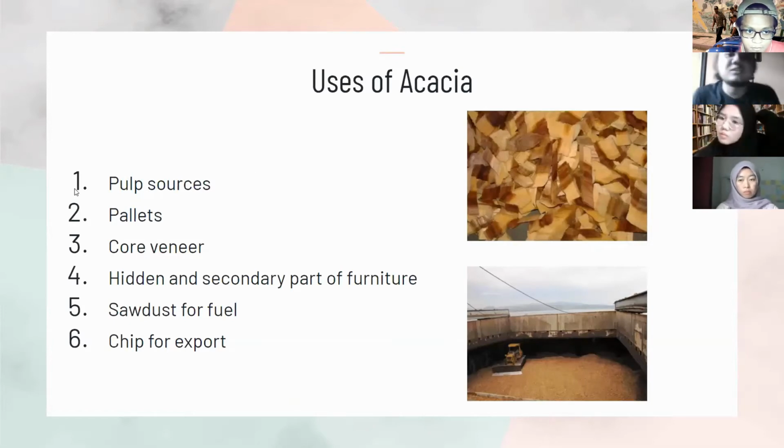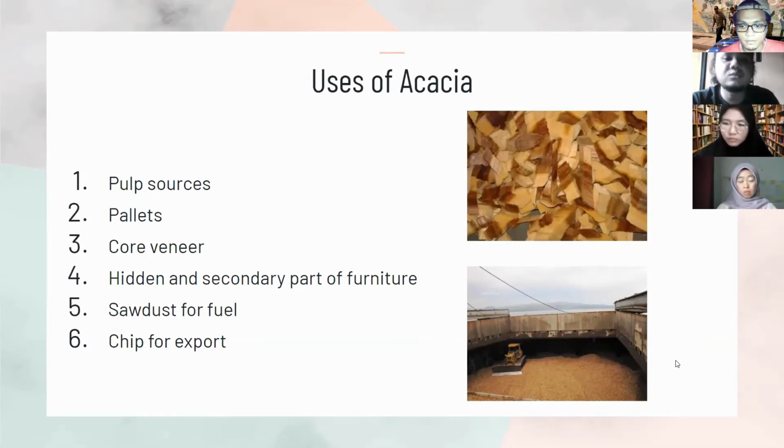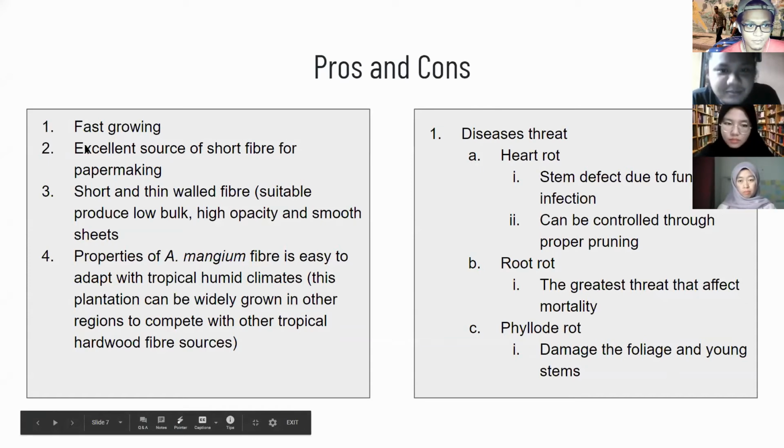Okay, these are the uses of acacia. First, pulp source for the pulp and paper industry. Okay, sorry. Then pellet, veneer, hidden secondary part of furniture, sawdust for fuel, and chip for export. You can see the picture, this wood chip and also wood sawdust. In the pulp and paper industry, before we make pulp, first we make wood chip, to make it easier for us to convert the wood to make pulp, to make paper. Okay. Next.